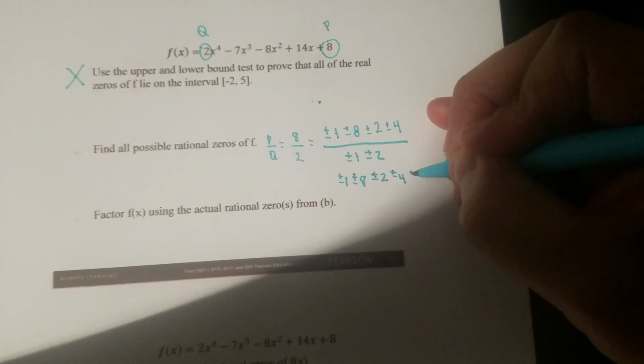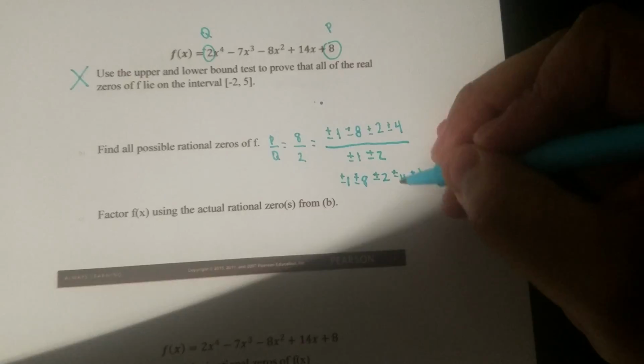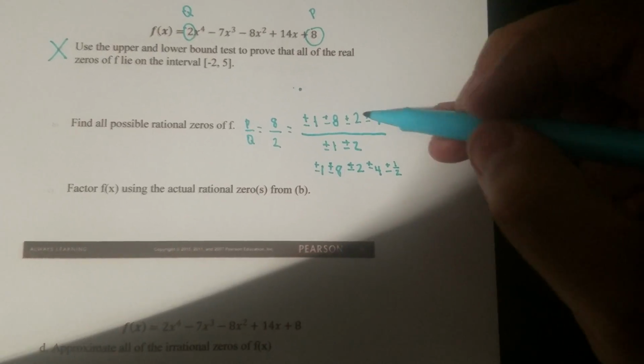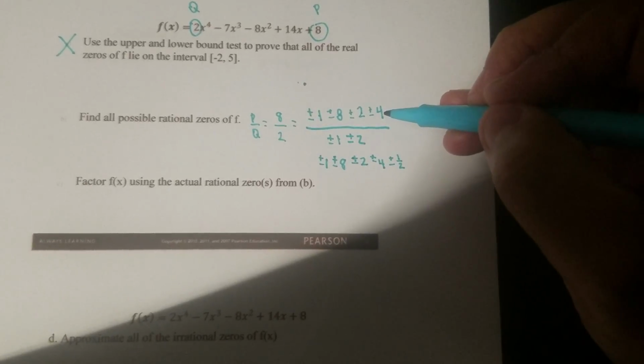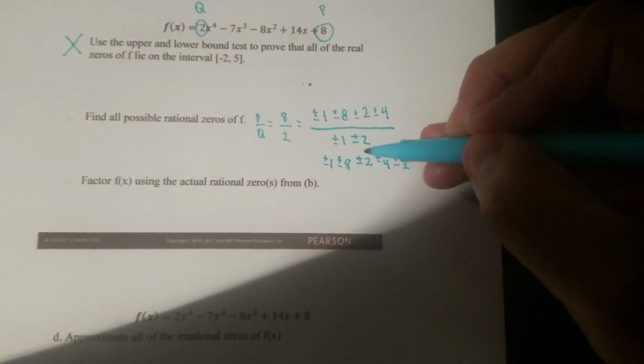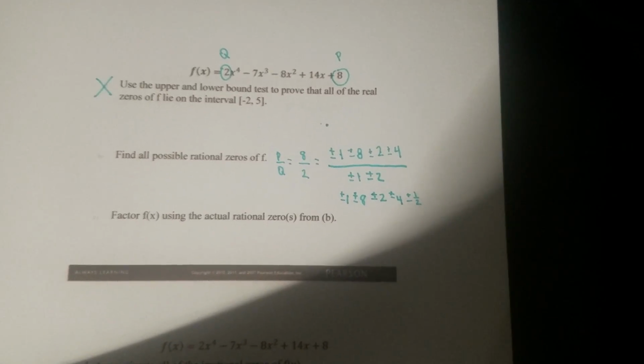1 divided by 2 is 1/2. 8 divided by 2 is 4. It's already part of my list, so I don't have to write it again. 2 divided by 2 is 1, so again, I don't have to write that number again. 4 divided by 2 is 2, already part of my list. I don't have to write it again. So these are my possible zeros.